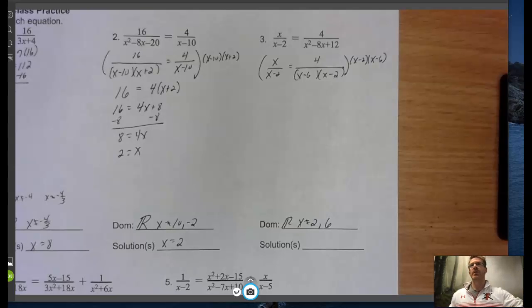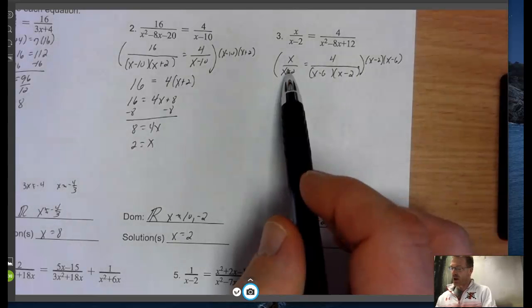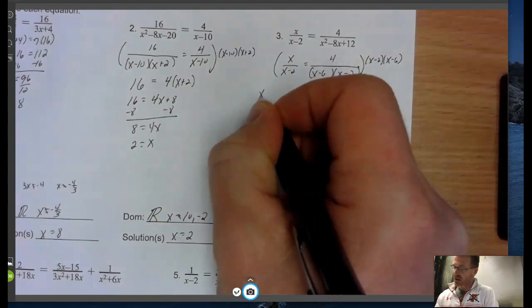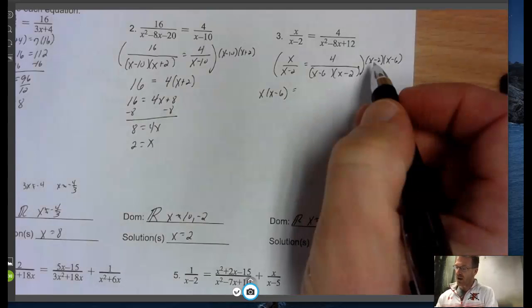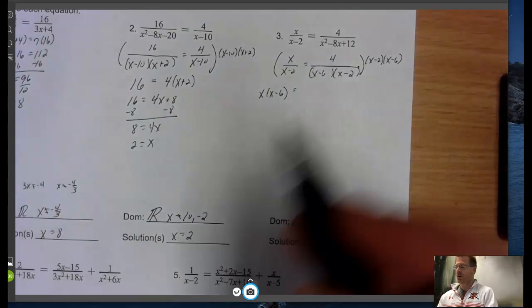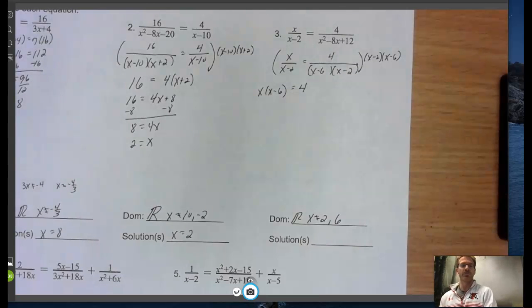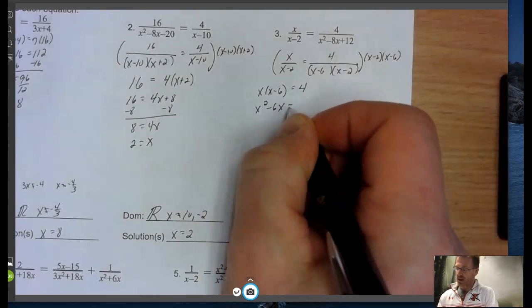So now that's what I'm going to multiply through by. So notice here I do x minus 2 times, over x minus 2 here, so that's 1. So notice that's going to leave me x times x minus 6 equals, and then x minus 2 divided by x minus 2 is 1. X minus 6 divided by x minus 6 is 1. That's going to leave me 4. So notice what I get here. I get x squared minus 6x equals 4.